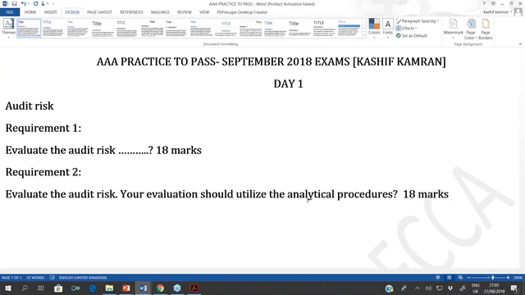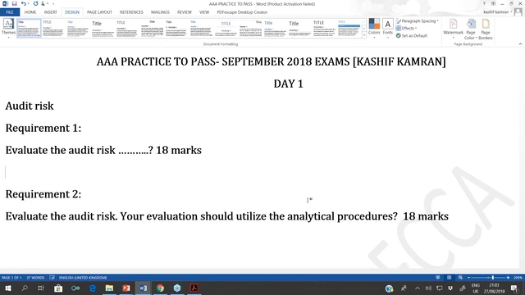Now, both questions need a different strategy to be attempted. When we look at the first question, which simply says evaluate the audit risk, 18 marks divided by 2 marks per risk means I have to write 9 audit risks. So every risk is worth 2 marks.